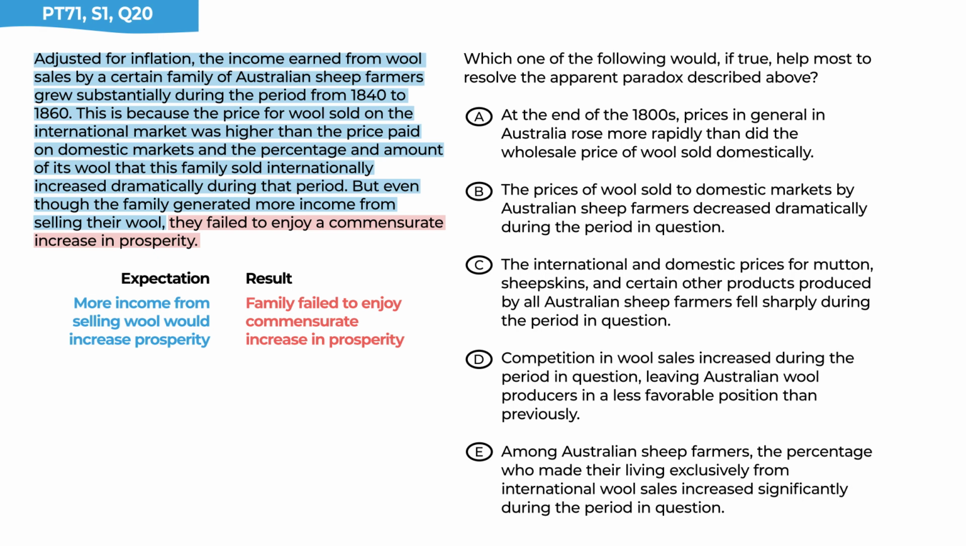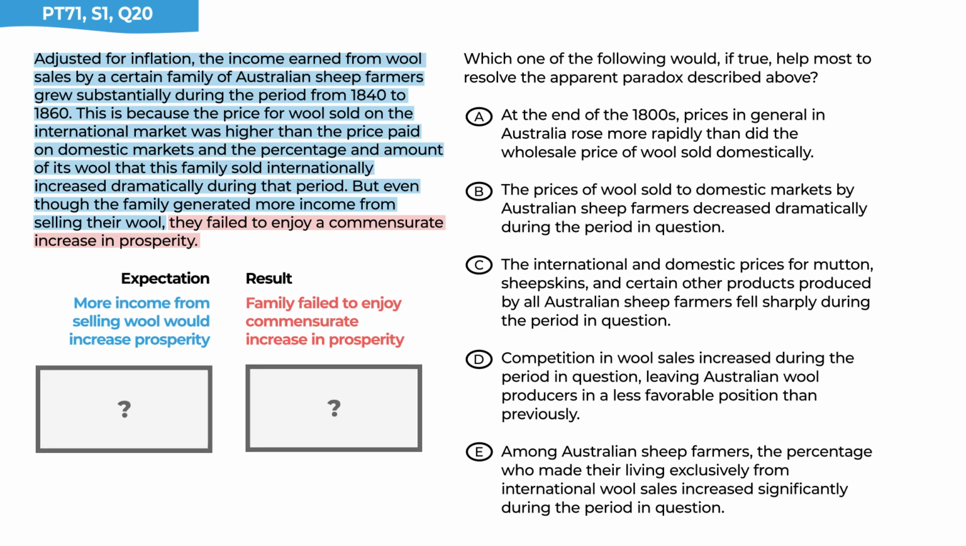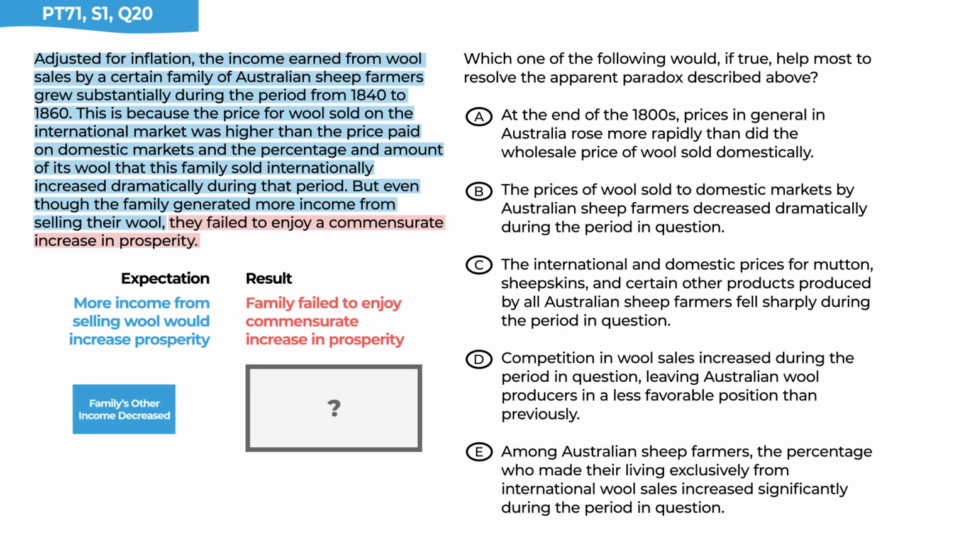Well, maybe there was something negative that happened to the family that erased or wiped out any of the benefits that they were getting from selling the wool. And so we want to think about what could be potentially setting this family back. Well, one thing that might set them back is if the family's other income decreased. They tell us in the statements that their income from selling wool increased. And they also tell us that the percentage of their income that came from selling wool increased during this period.